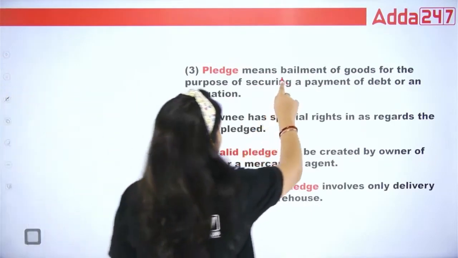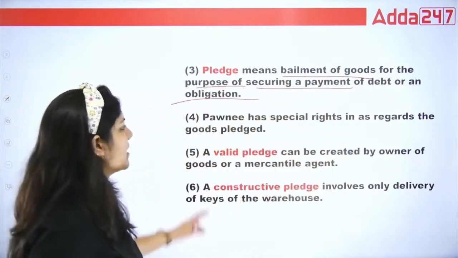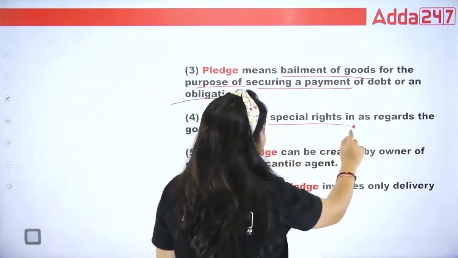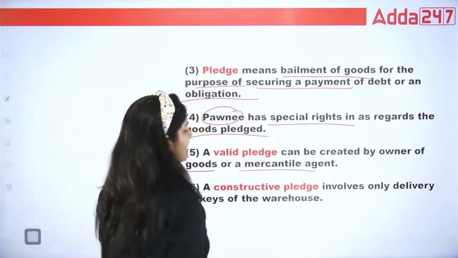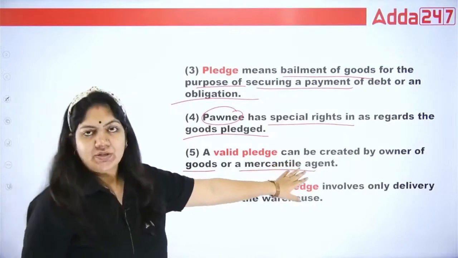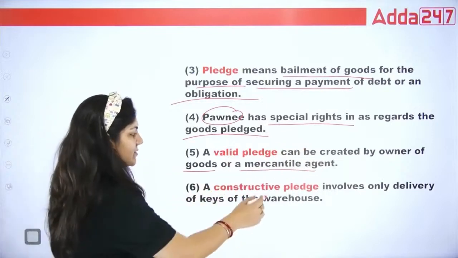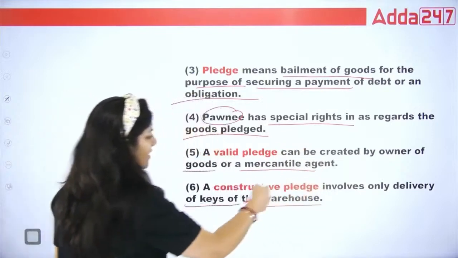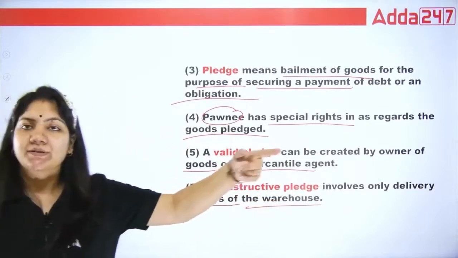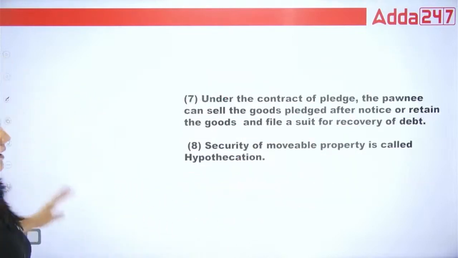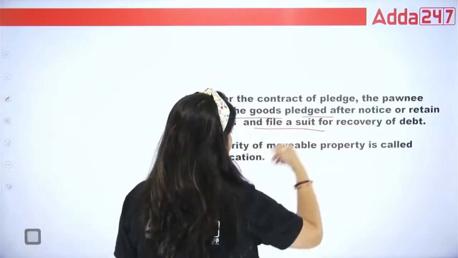Pledge means bailment of goods for the purpose of securing payment of a debt or an obligation. The pawnee has a special right with regard to the goods pledged. A valid pledge can be created by the owner and the mercantile agent. A mercantile agent is an agent who works for the sale and purchase of the property of the owner. Constructive pledge involves only the delivery of keys of the warehouse. This is called constructive pledge, because we know that in a pledge we give movable property as security. Under the contract of pledge, the pawnee can sell the goods pledged after notice, or retain the goods and file a suit for recovery of debt.